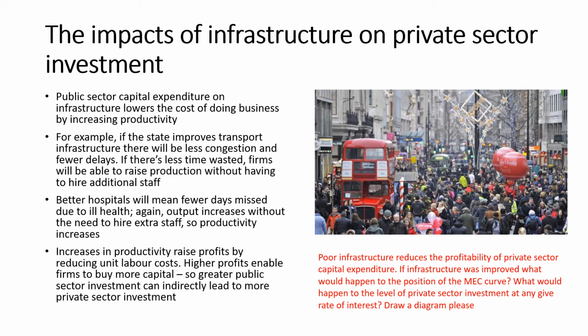Okay, let's look at this one then. So the impacts of infrastructure on private sector investment. Public sector capital expenditure on infrastructure lowers the cost of doing business by increasing productivity. For example, if the state improves transport infrastructure, there'll be less congestion and fewer delays. If there's less time wasted, firms will be able to raise production without having to hire additional staff. Better hospitals will mean fewer days missed due to ill health. Again, what that means is that output increases without the need to hire additional staff, so productivity goes up.